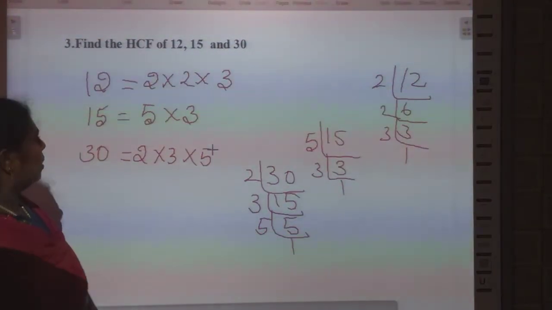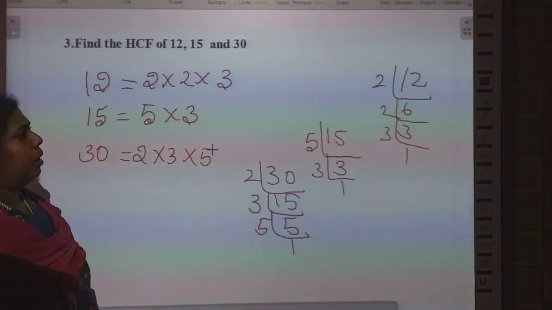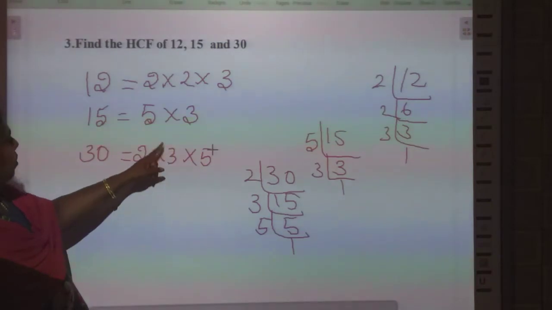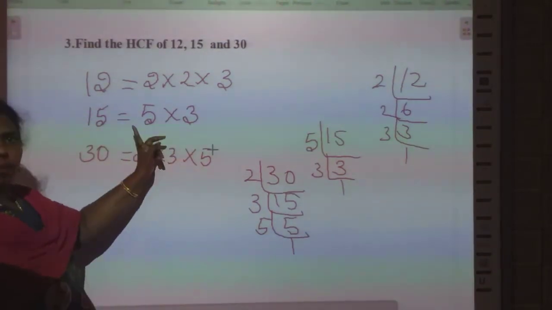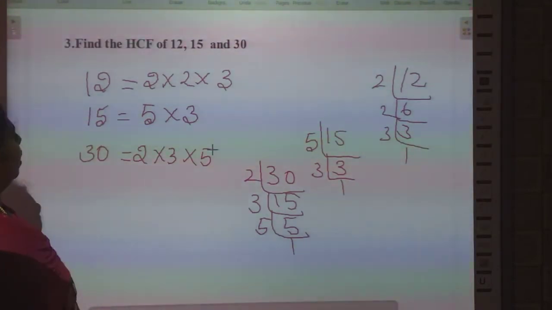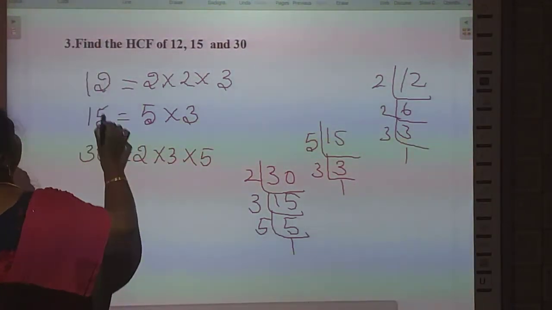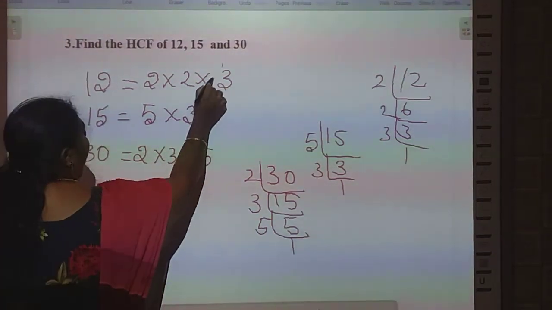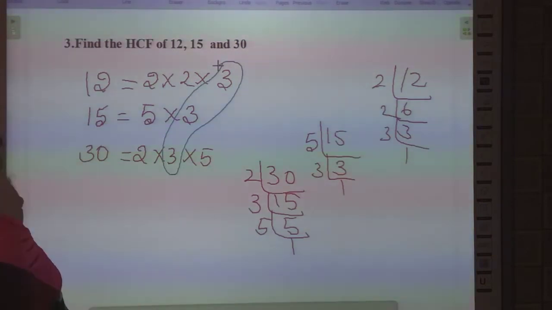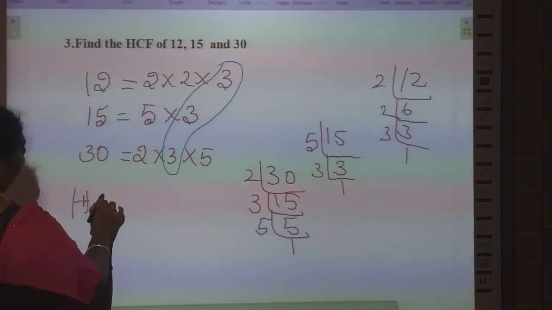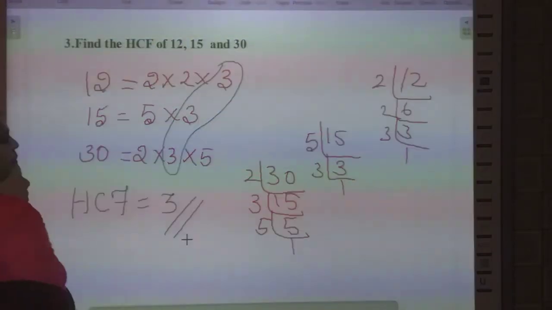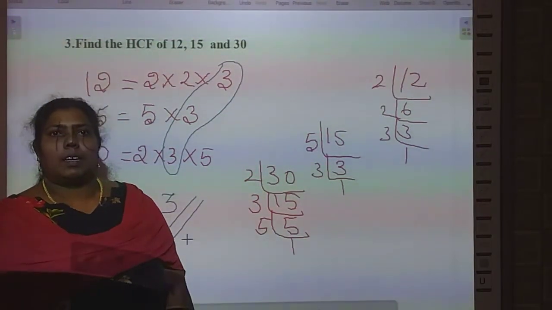So here you can see the common factor. Common factor is 2 here, but 2 is not available here, right? Then 5 is a factor of 15 and 30, but 12 does not have it. So which number is now common? The common number is 3 only, right? Highest common factor is 3. So here you can write HCF, the highest common factor, equal to 3. Prime factor. Do you understand now?